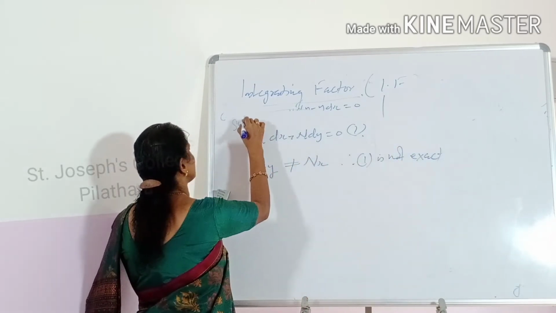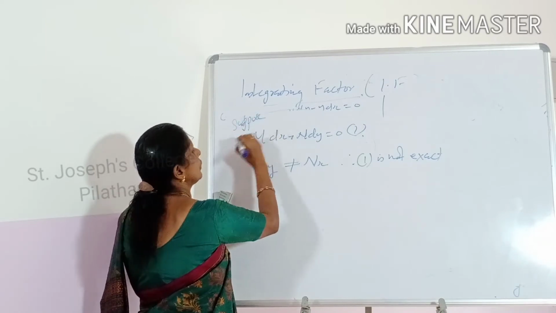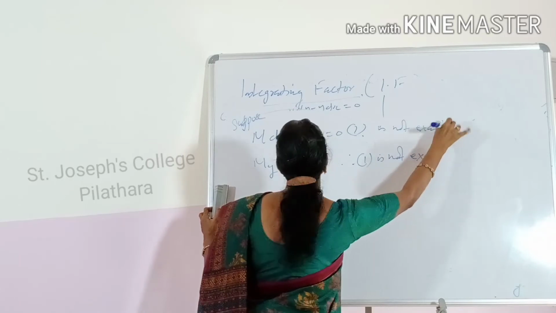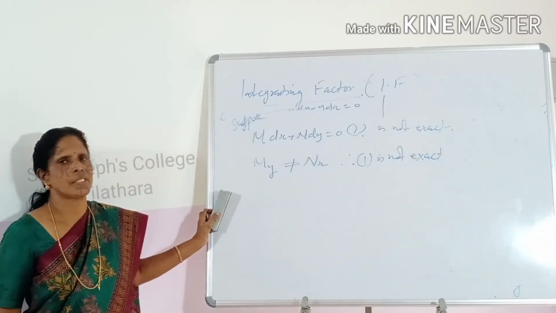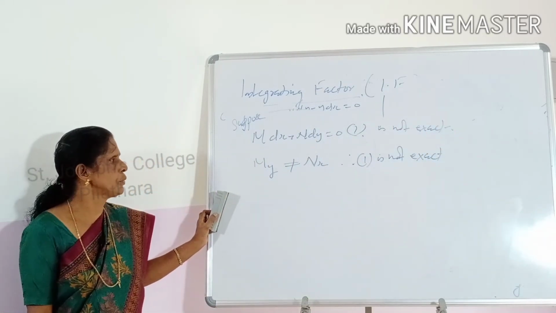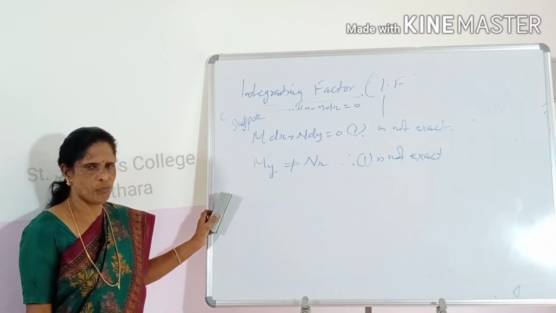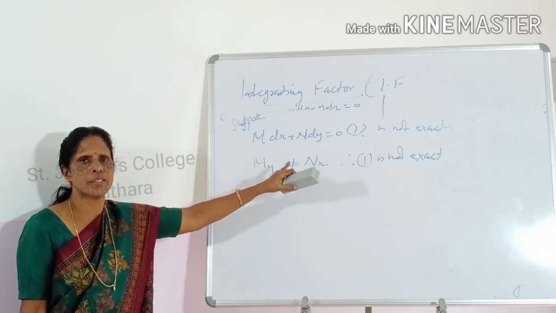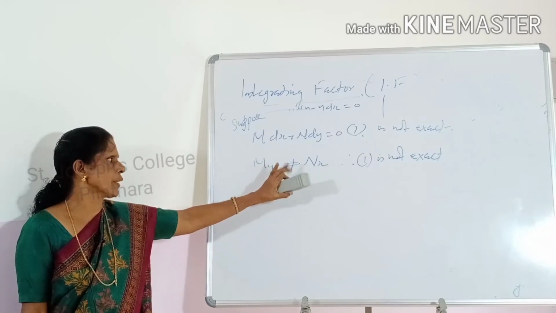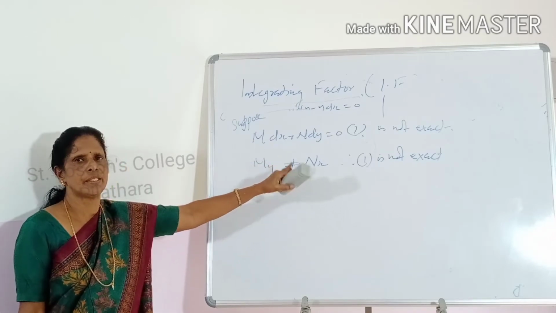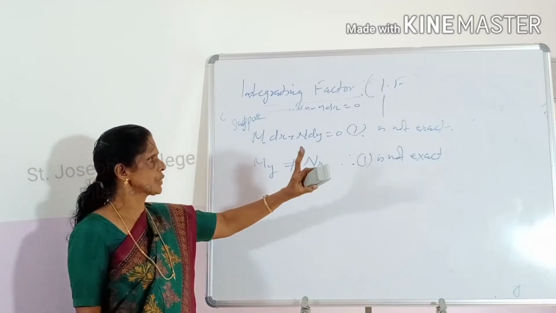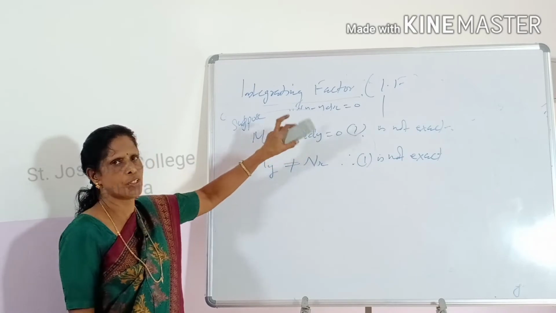Suppose M dx plus N dy equal to 0 is not exact. If the equation is exact, then My equal to Nx, or del M by del y equal to del N by del x. Now this condition is not satisfied and therefore the given equation is not exact.